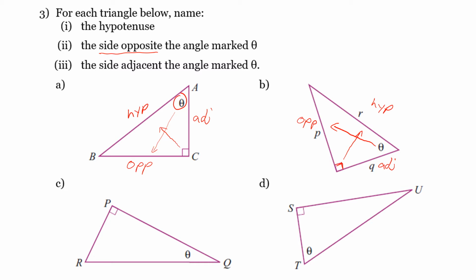Okay, so C, opposite to the 90 degrees, is the hypotenuse. Opposite to our angle of interest is called the opposite, and that leaves the adjacent right there. Last one, 90 degrees. Opposite to the 90 degrees is the hypotenuse. Opposite to the angle of interest is called the opposite. And then the one that is left over, this side right here, is called the adjacent.